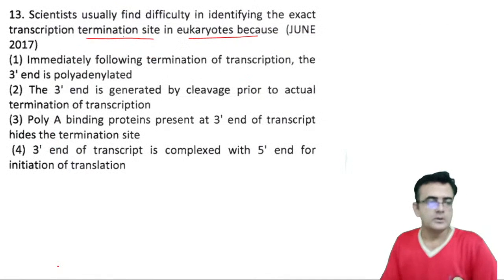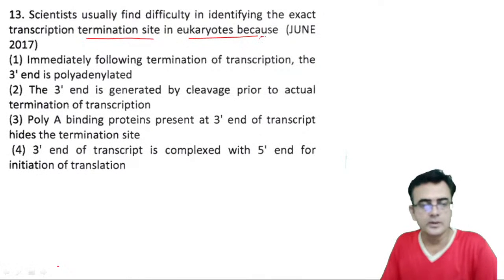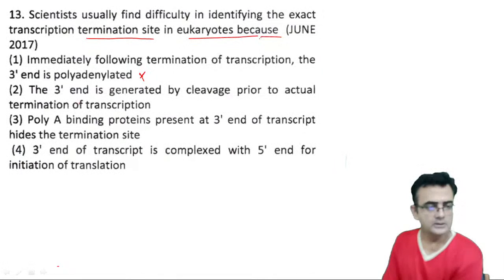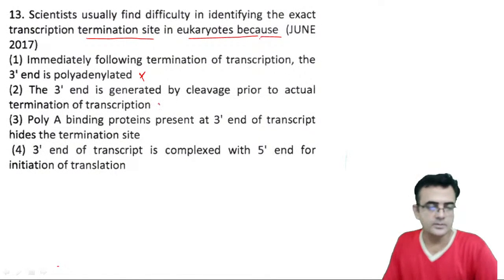So now you come back to the question. Scientists usually find difficulty in identifying the exact transcription termination site in eukaryotes, because immediately following the termination of the transcription the 3' end is adenylated. Okay, this is not correct. 3' end is generated by cleavage prior to the actual termination of the transcription. So this is correct, that we discussed, right? And third choice, the poly A binding protein present at the 3' end of the transcript hides the termination. No, not exactly, right? 3' end of the transcript is complexed with the 5' end for the initiation of transcription. No, this is also not correct. So the correct answer is second number. Second number is the correct answer.